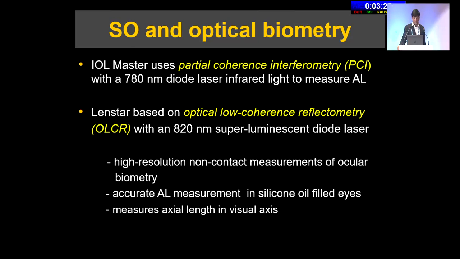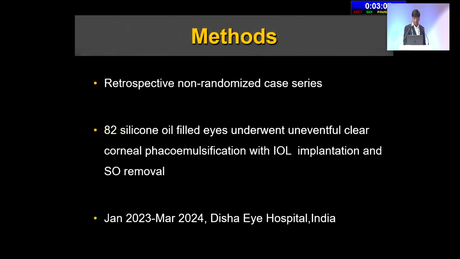As we know, IOL Master uses partial coherence interferometry to measure the axial length, whereas the Lenstar is based on optical low coherence reflectometry. Both the biometers provide high resolution non-contact measurement of the ocular biometry. It measures the axial length in the visual axis and both measure accurate axial length in the silicon filled eyes.